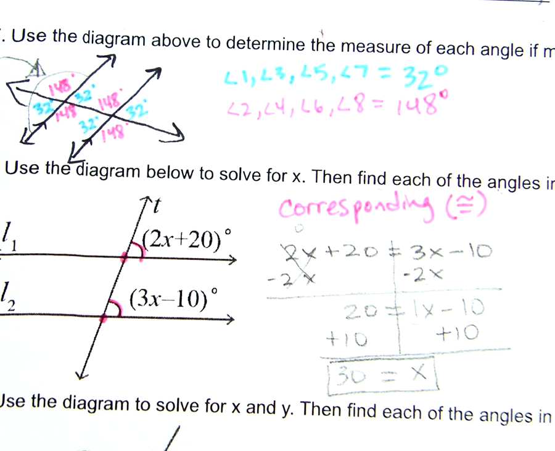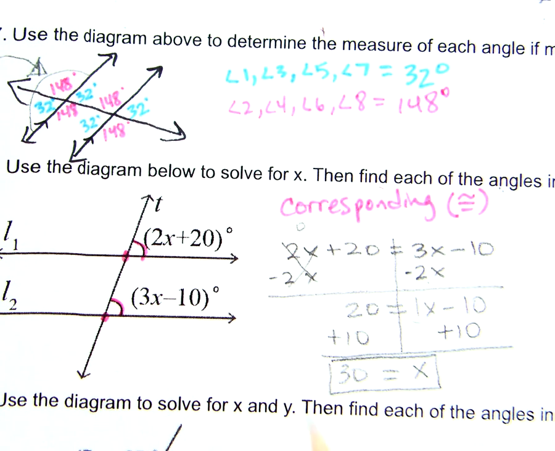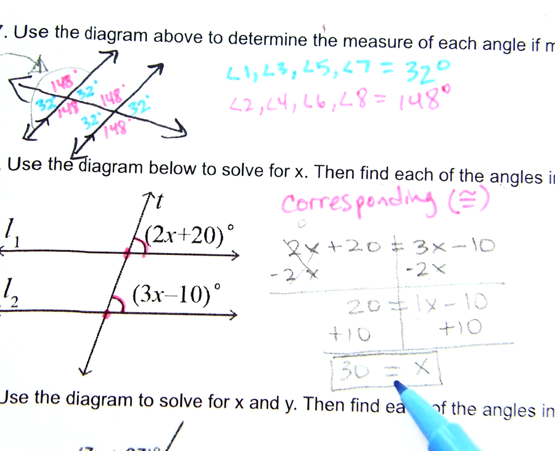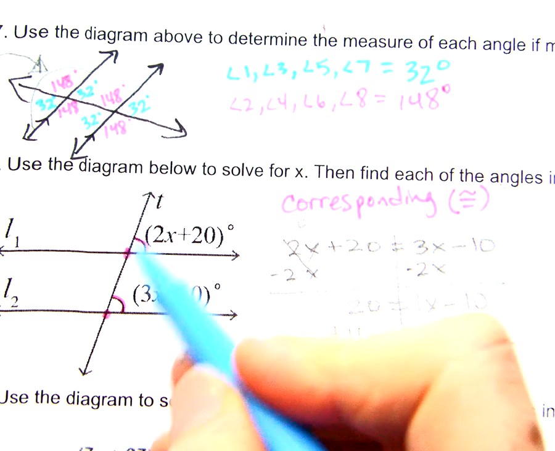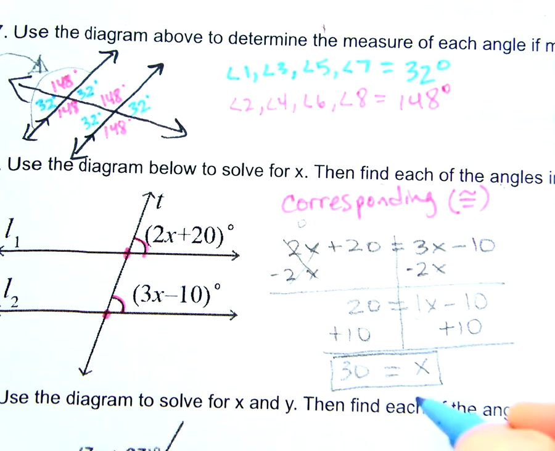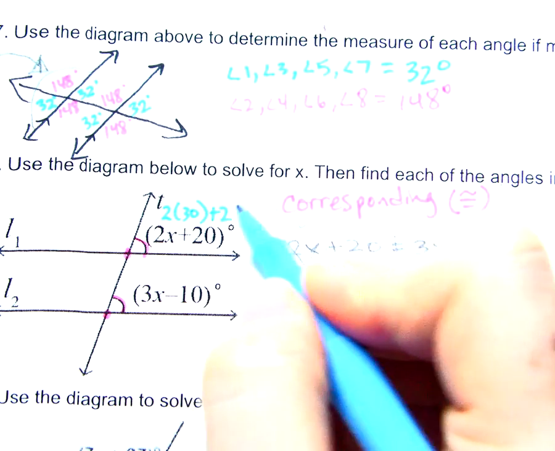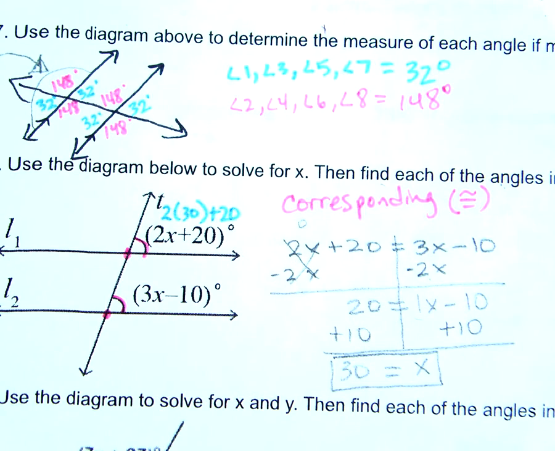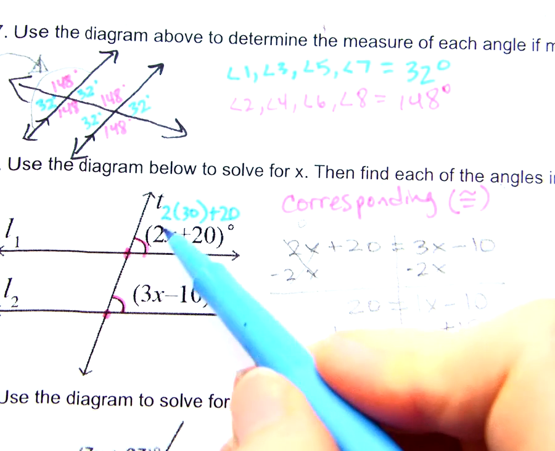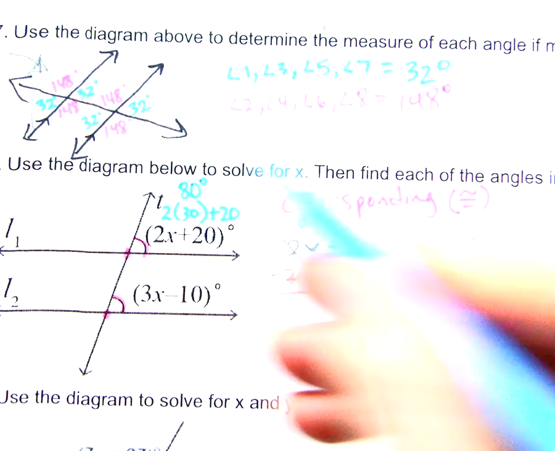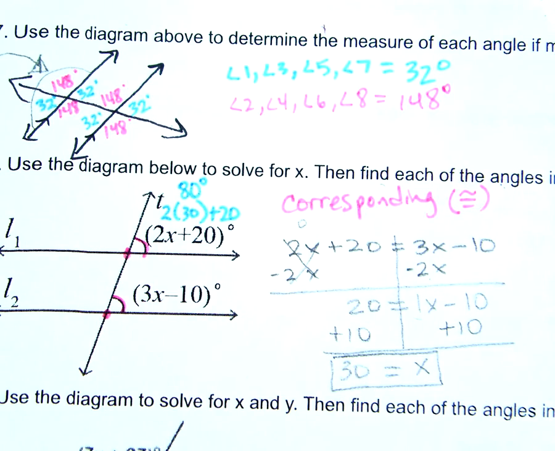Just use the diagram to solve for x. And then from there on out, I'm going to go through and find all these angles. In order to do that, I'm going to replace x with 30 so I can determine what this acute angle is. So it's going to be 2 times 30 plus 20. Right, it's just plugging 30 in for x. So that's 60 plus 20 is 80. So what that tells me is that all my acute angles are going to be 80 degrees.